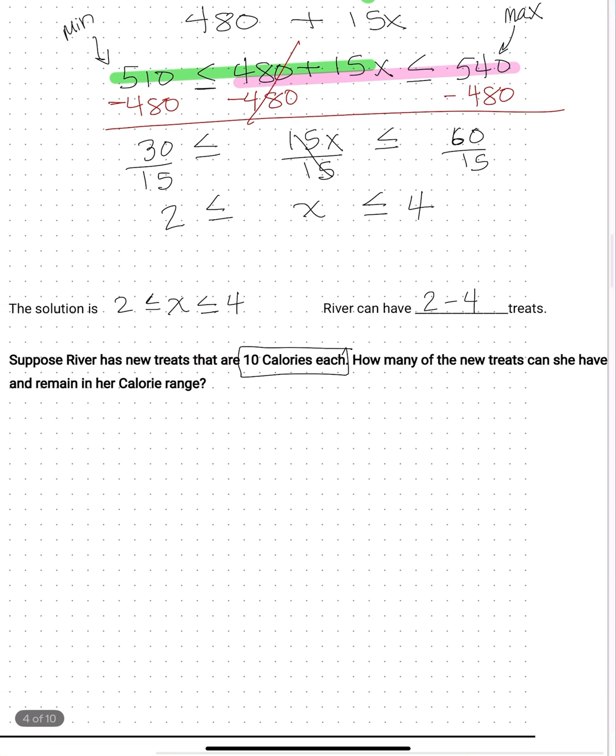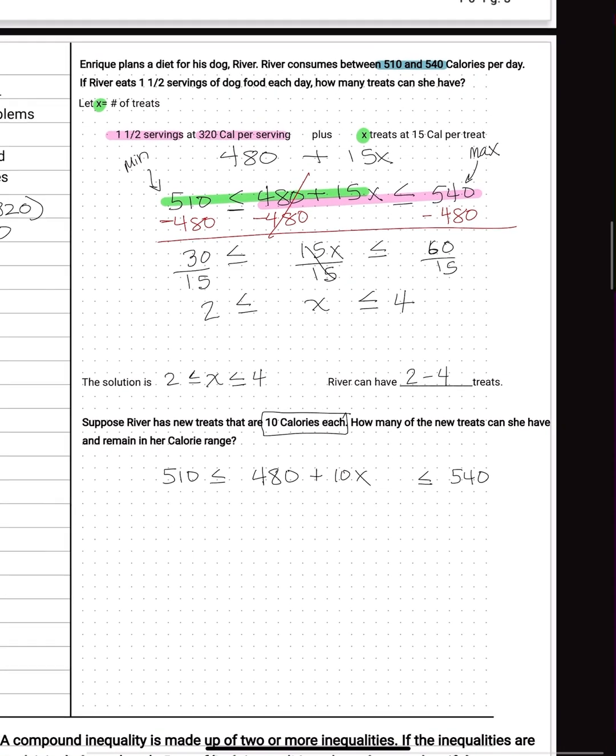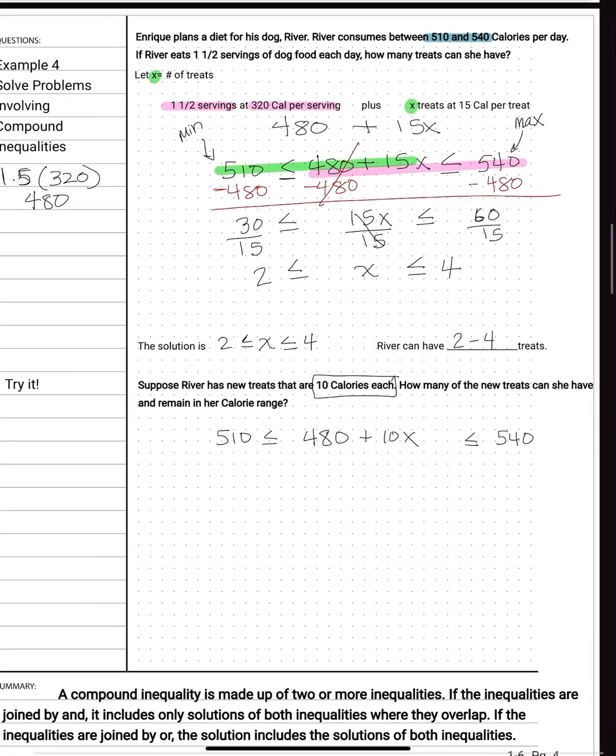She still has to be between 510 calories and 540. So we're still going to keep that part the same. She's still eating her serving and a half, which is 480 calories, but this time it's plus 10x. So go ahead and use example 4 to help you with your try it.